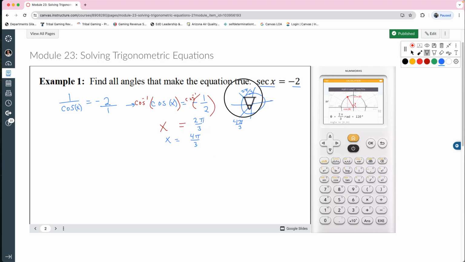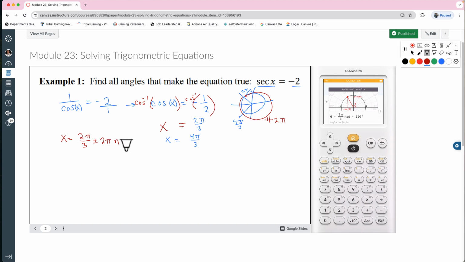But that's just one trip around the circle. If we go from here and we add 2 pi to it, we end back up where we started. Or if we subtract 2 pi, going in the negative direction, that would work as well. So our answers are going to be that the solution is x equals 2 pi over 3 plus or minus 2 pi or 4 pi or 6 pi, multiples of 2 pi.